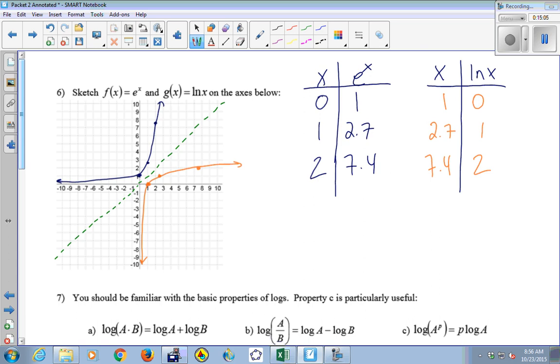Yes, you can't take the ln of 0. Good. Because that means that e to the something would have to be able to give you 0, right? And there's an asymptote there.